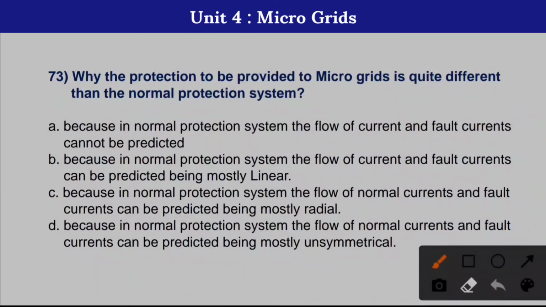73. Why the protection to be provided to microgrid is quite different than the normal protection system. Here, correct option is option number C, because in normal protection system, the flow of normal current and fault current can be predicted being mostly radial.